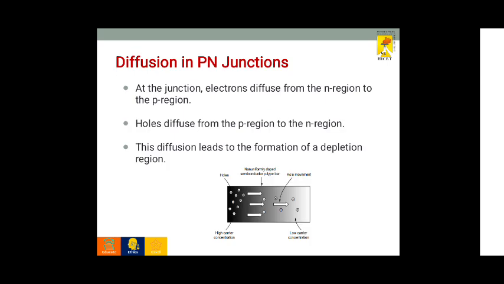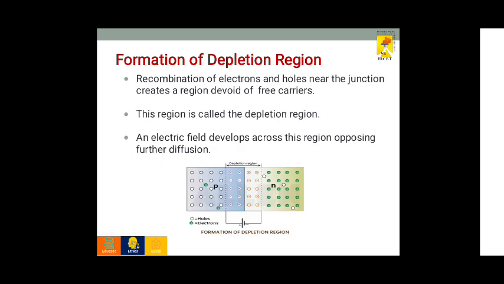Diffusion in PN junctions. At the junction, the electrons diffuse from the N-type region to the P-type region, and holes are diffusing from the P-type region to the N-type region. This diffusion leads to the formation of the depletion region in the PN junction.